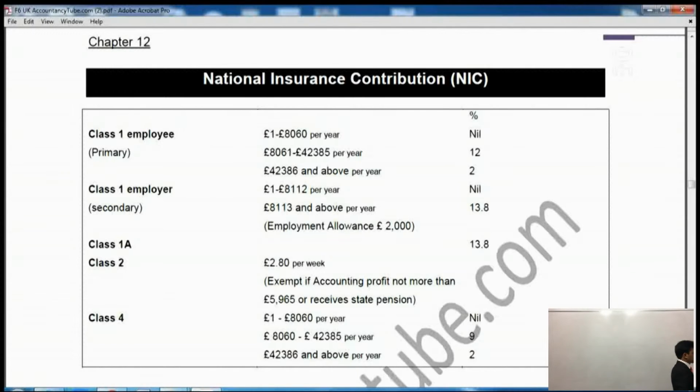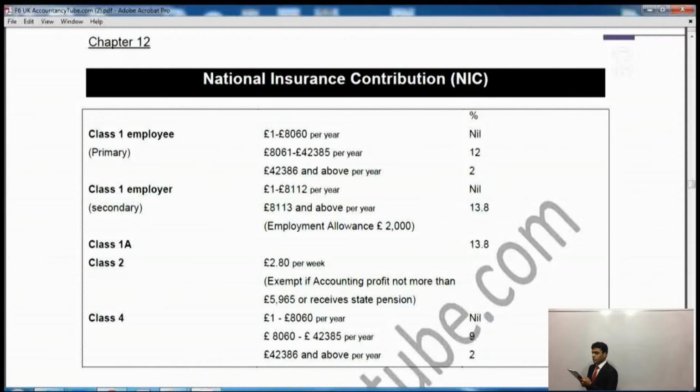Now, another one is class 1A. It is only paid on the benefits. Say, for example, if you are working for someone and you are getting paid in the shape of salary, but you are also getting paid some benefits as well. Now, this is on the benefits only, and it is paid by the employer, not the employee. So your boss will pay class 1 employer and class 1A as well.